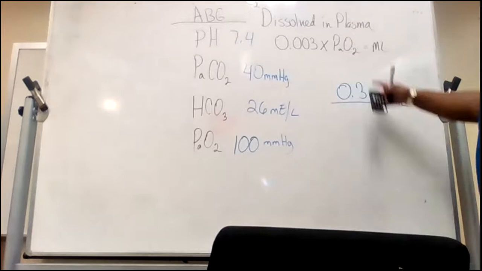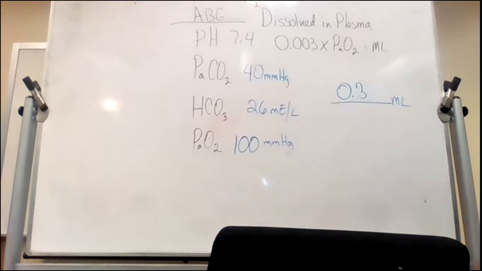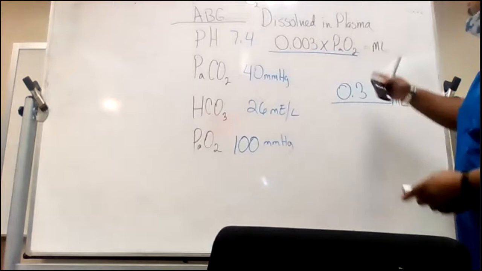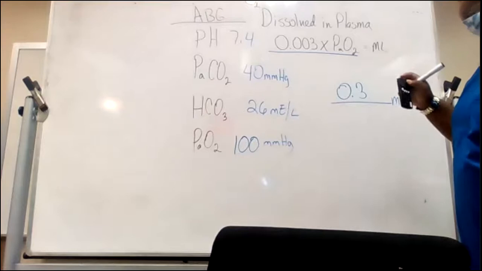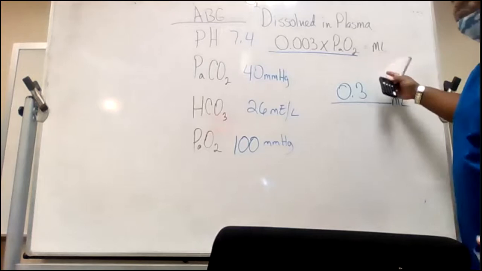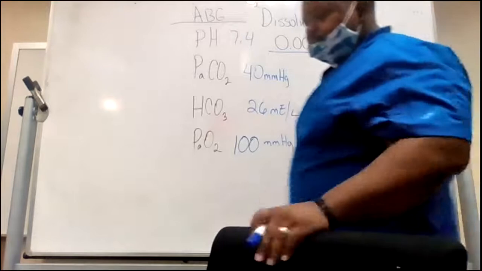This is the formula for dissolved in plasma. Right here. P little a O2 times 0.003. Make sure you have that in your formulas sheet. And the answer is expressed in milliliters, not milligrams, not cc's. I mean, well, cc's and milliliters are the same thing, but not milligrams, not kilograms, not pounds. Make sure you know it's in milliliters. All right. Let's continue on.